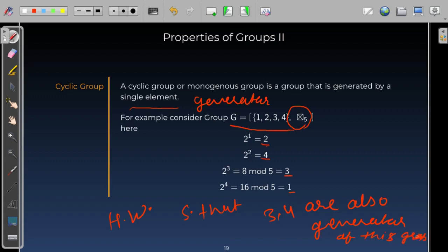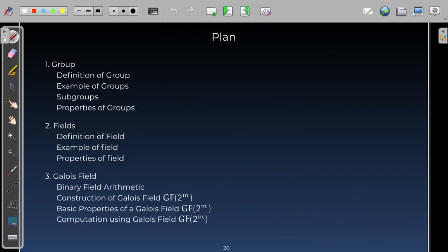So with the discussion of groups, I hope that it is clear to you. With this, I'm going to conclude this lecture, and I will see you in the next lecture when we will discuss a field. After that we are going to discuss Galois fields and their properties and different things with respect to Galois fields.